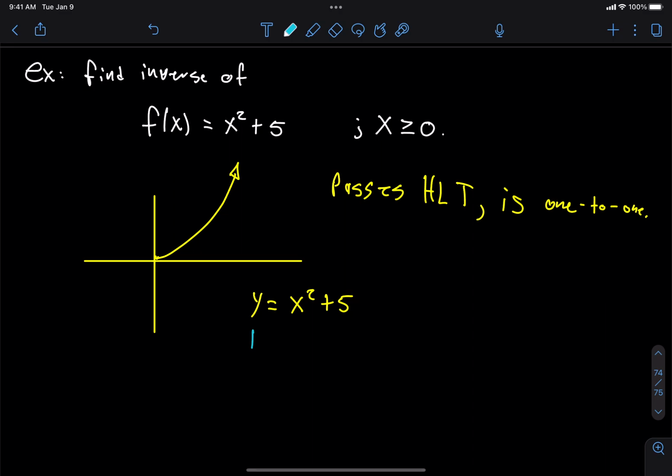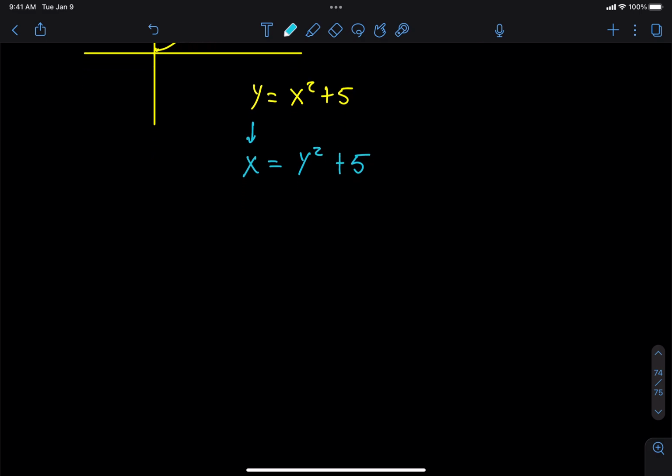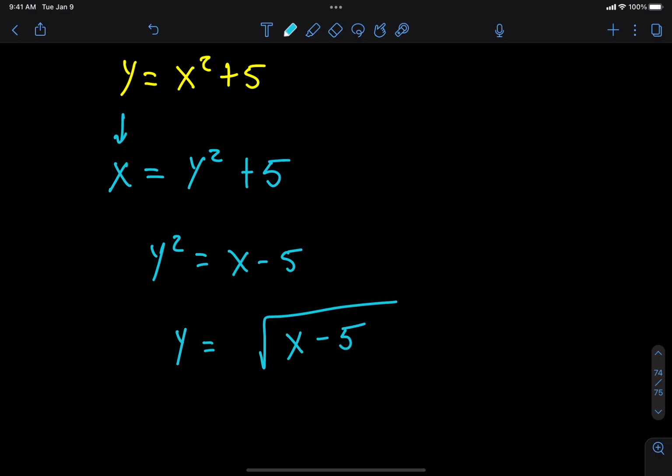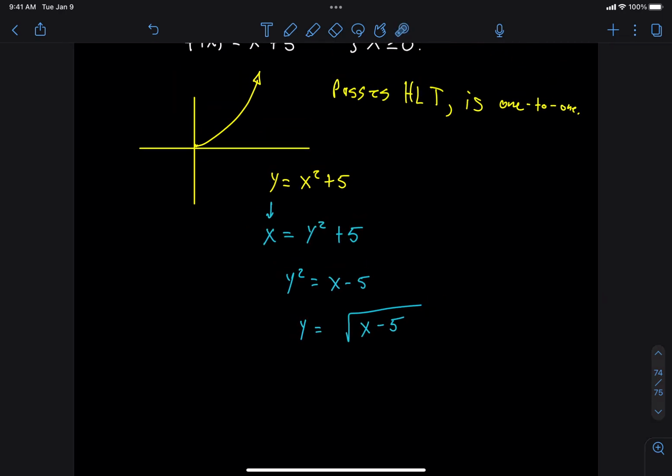I replace y by x, and I replace x by y. And now I try to solve this equation for y. If I do that, then I get y squared equals x minus 5, and therefore y is equal to the square root of x minus 5. And I'll just quickly note that in the context of this problem, this is clearly referring to just the positive square root, right? Because all the y values should be positive. Every point on here has positive x and positive y, right?